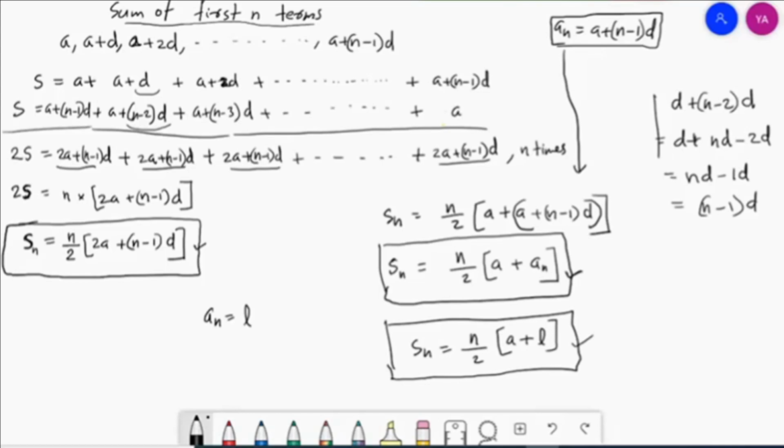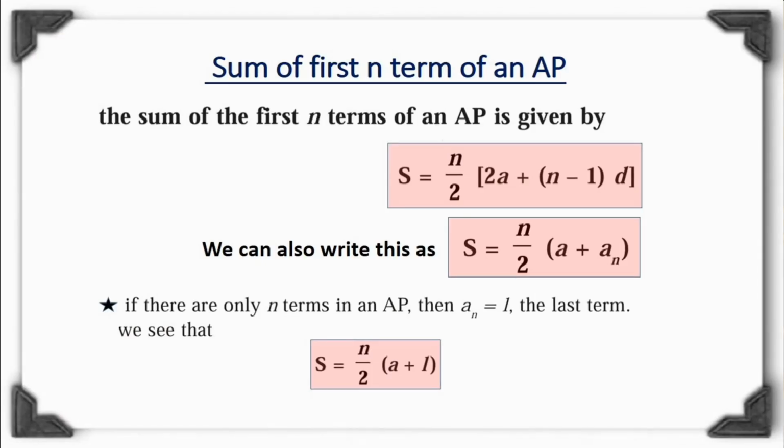So Sn is equal to n by 2 into 2a plus n minus 1d, a very important formula, and there are other forms. Sn is equal to n by 2 into a plus an, which you can also say is n by 2 times the sum of first term and the nth term. The last one, Sn is equal to n by 2 times the sum of first term and the last term. The suffix n is not compulsory, you can write Sn or S, no problem. The sum of first 10 terms we will write S10, and the sum of first 100 terms we will write S100.